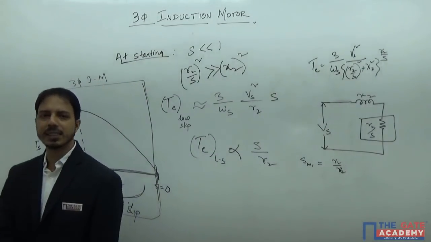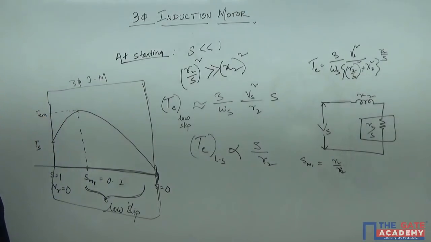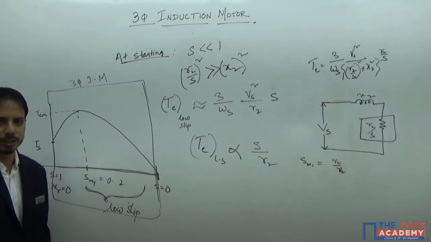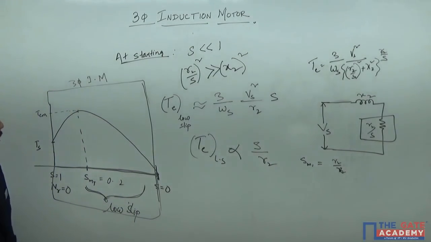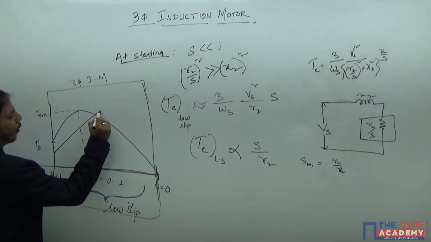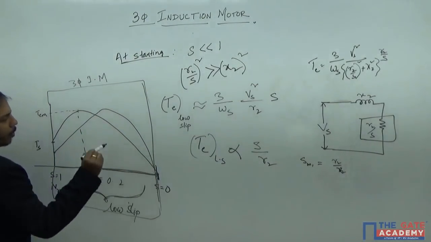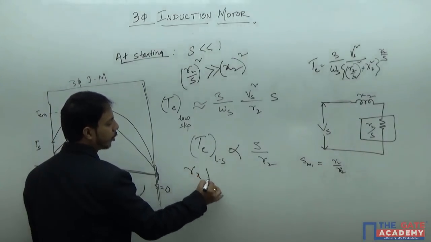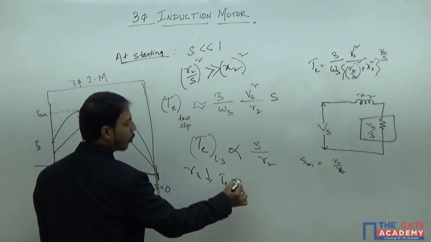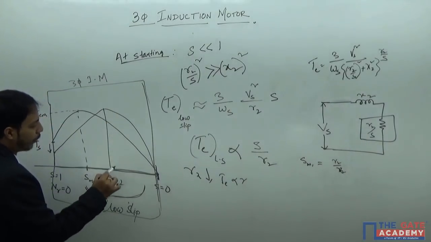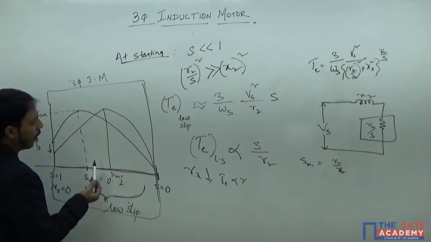Now, if we do not change the frequency and the voltage, but we change the resistance, what will happen? The maximum torque value will change. Suppose we reduce the resistance, my starting torque will reduce. Further, if I reduce my resistance, starting torque is directly proportional to resistance. So see, my starting torque has reduced.